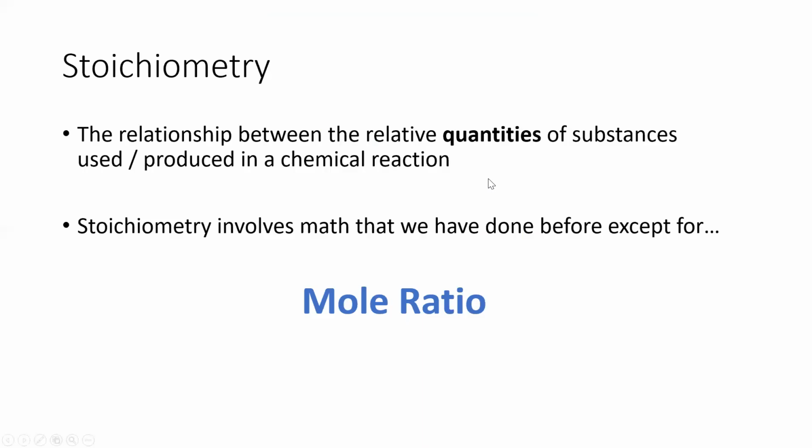So first off, I just want everyone to stay calm. Stoichiometry is this big, giant word that sounds so imposing and difficult, but really, keep calm. It is easy. We've covered all this before. Stoichiometry is really the relationship between the relative quantities of substances used or produced in a chemical reaction. It involves math that we've already done: dimensional analysis and balancing equations. The only thing we're doing is adding a concept called mole ratio. So let's get into mole ratio.